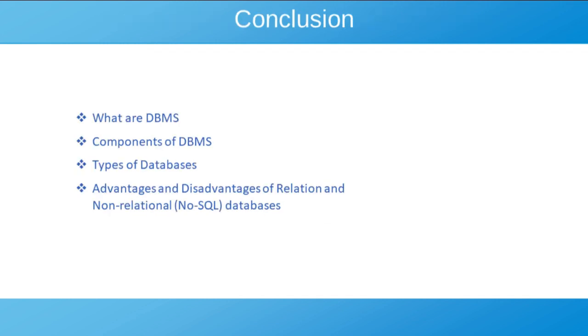Conclusion. In this lecture, we have learned about what DBMS are, why they are important, components of DBMS, how they help us manage and use databases effectively, and what are the different types of databases. We have seen that there are two main types of databases, relational and non-relational, NoSQL. Each type has its own advantages and disadvantages depending on the nature and purpose of the data.